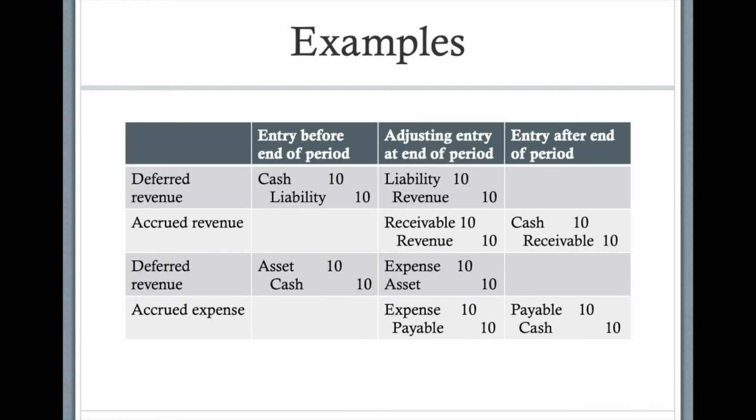The following graph reveals how to adjust entries in the general journal before, at, and after the end of the period, using the terms cash, liability, asset, expense, revenue, payable, and receivable.